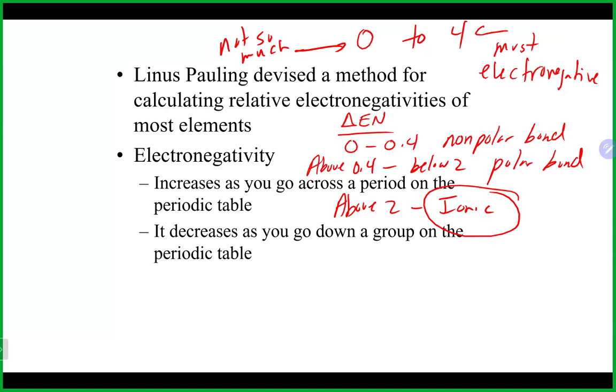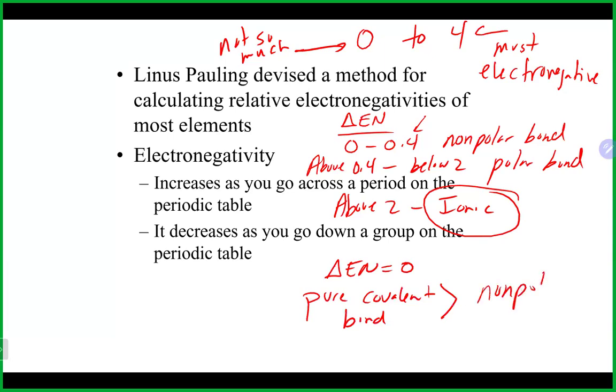Now, there is, like I said, sort of a range of equal sharing. And sometimes when you get a difference in electronegativity value of exactly 0, sometimes books will classify that as a pure covalent bond, which is essentially still a nonpolar bond, but they sometimes will distinguish that as like the perfect equal sharing of electrons.